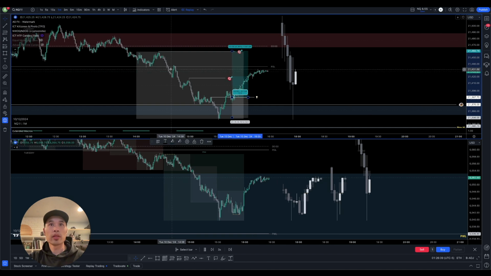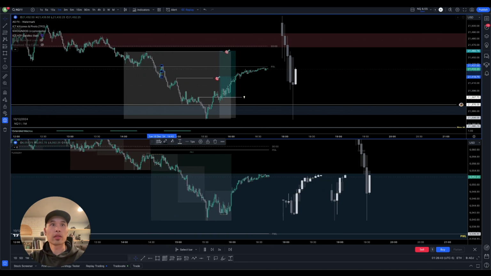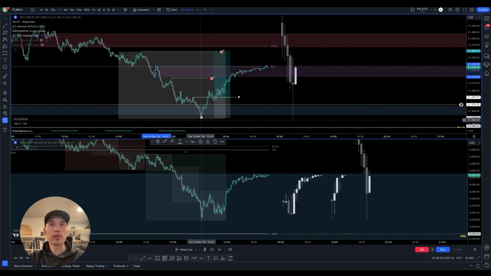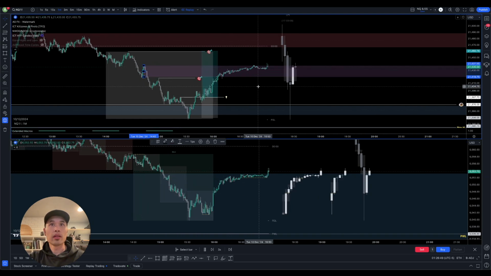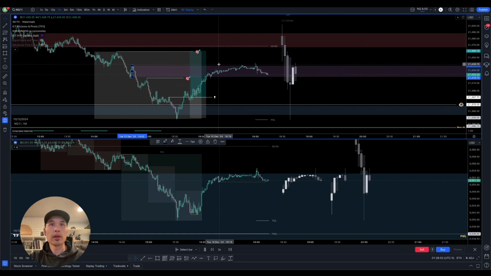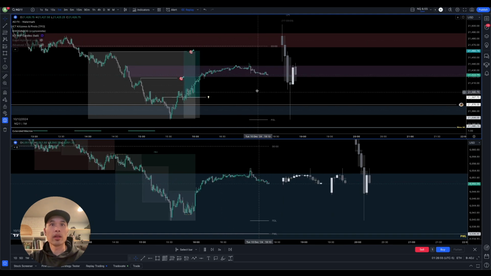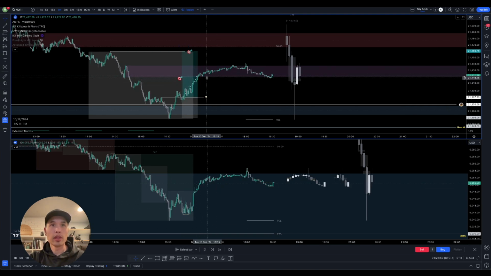And I'd be watching this mitigation block. See if we displace above it. And looks like we'd barely take this liquidity above here and then just chop around. And oh, it's market close anyways, my bad. So I mean, we'd be done by 4 o'clock, right?